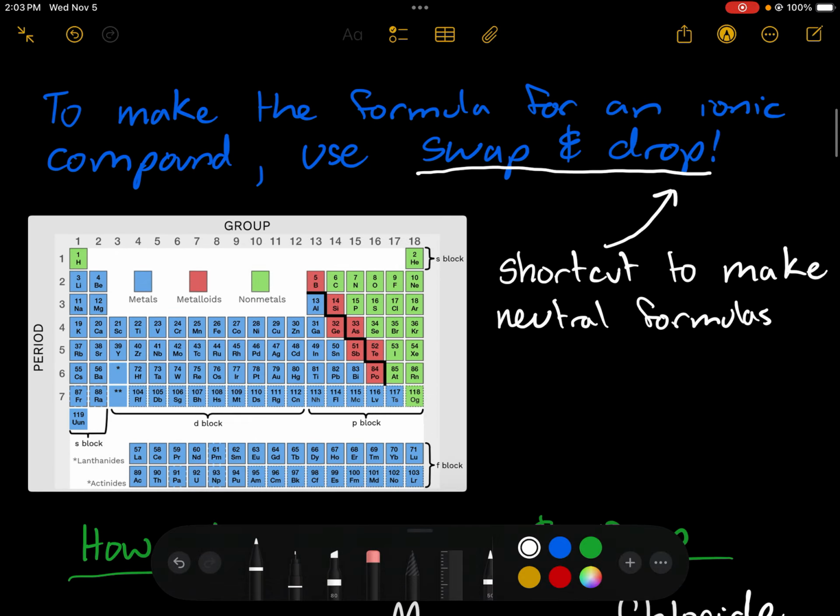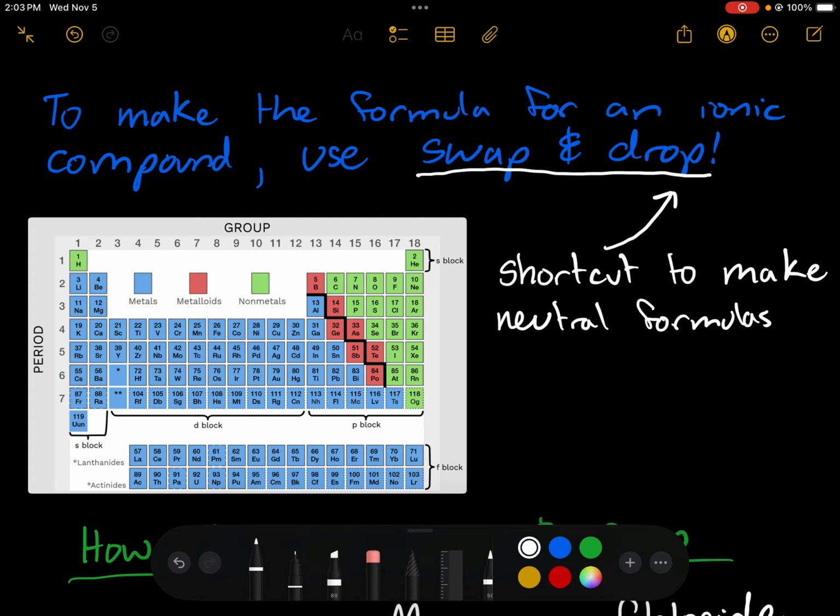If you want to make a formula for an ionic compound, the method you're going to use is swap and drop. Swap and drop is just a shortcut that we use as chemists to make neutral formulas for an ionic compound. Yes, you can logic it out, and I will show you how to do that, but this is just a quick way to deal with it really fast. To do that successfully, you're going to need information that you should have on your periodic table, but write it on there if you don't.